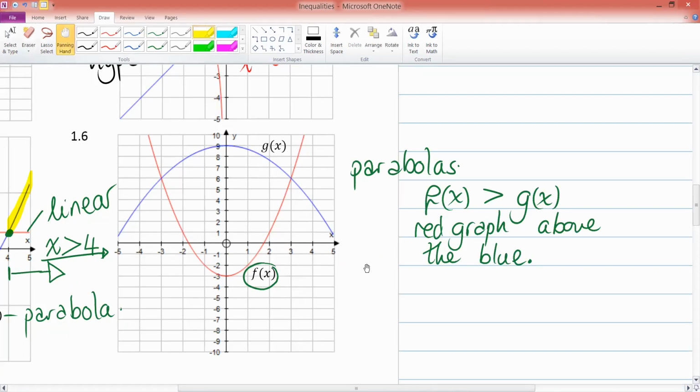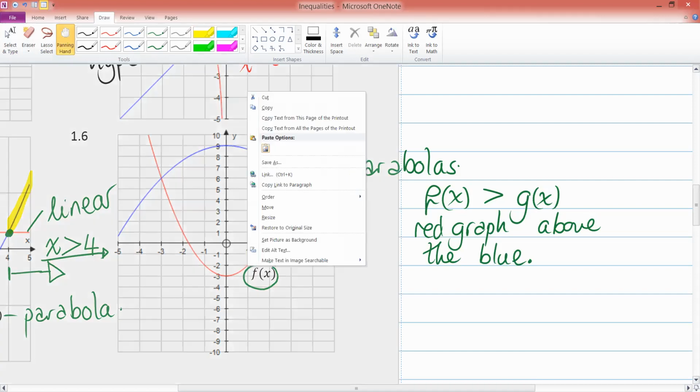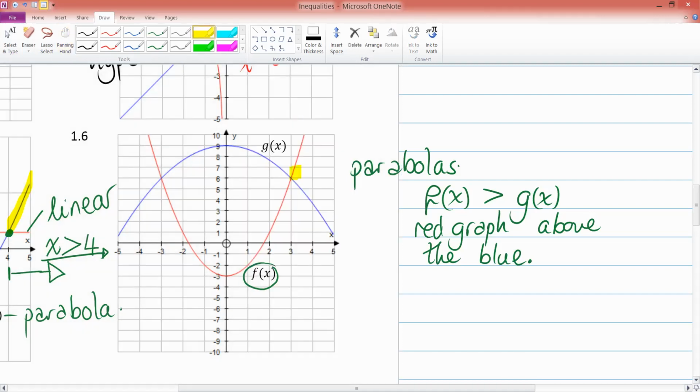So let's go ahead and highlight. That portion there, that's where the red graph is above the blue graph, and this portion here. What did we say we're going to use? We're going to use the intersection points. If your highlighting is broken, that means you're going to have two separate inequalities.